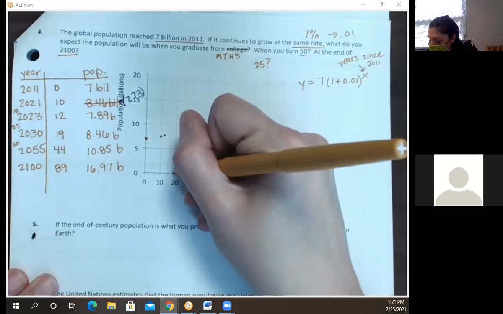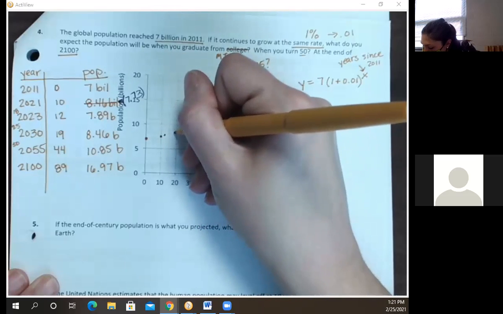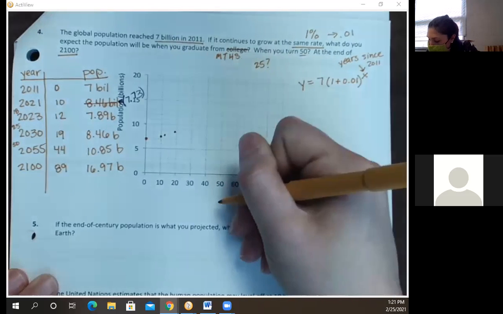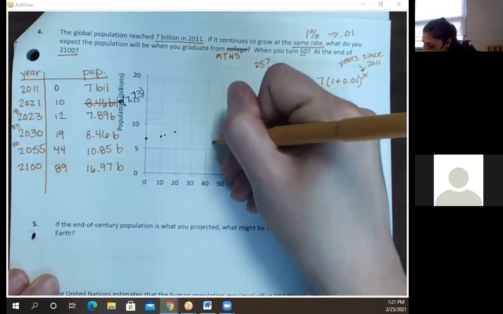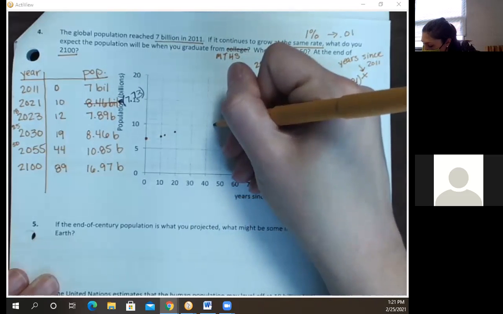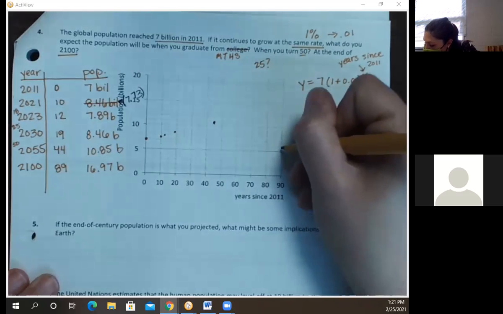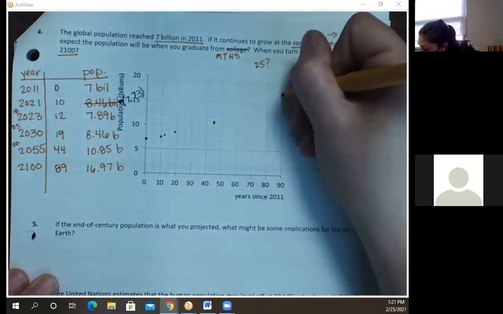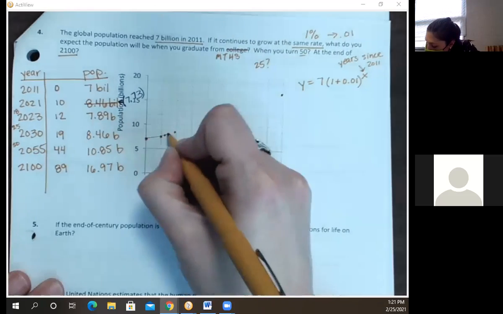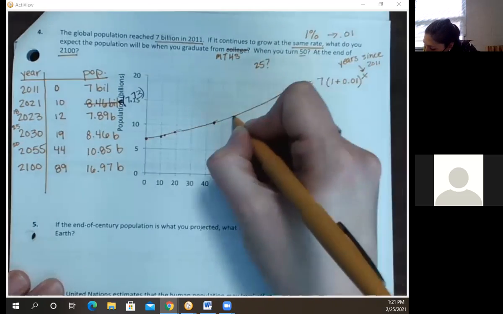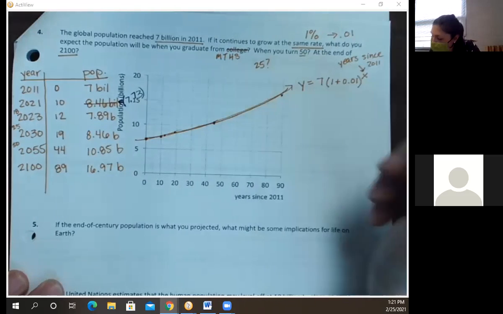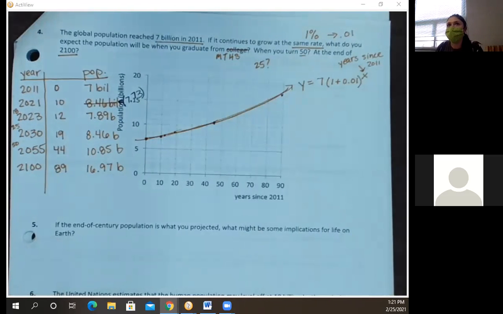In 19 years, we're at just about 8.5. In 44 years, we should be around the 10 billion mark, just under 11 billion. And then in 89 years, we're just under the 17 mark. So we get a nice little curve here for our exponential function. Questions for me so far?